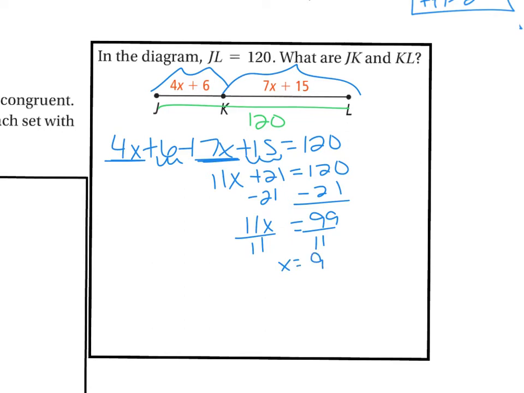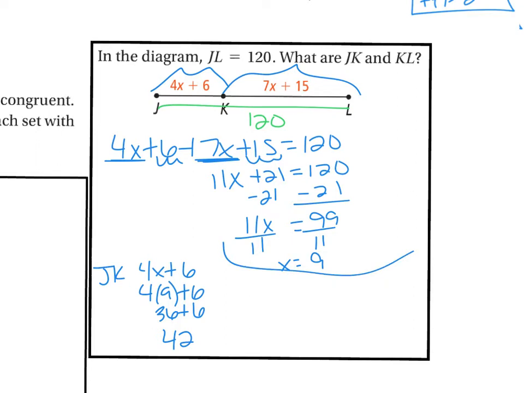So remember, they didn't ask us what x equaled, but we had to figure that out in order to realize what the distance was of these segments. So on JK, the formula is 4x plus 6. So I'm going to be plugging in 9 for my x. So I have 4 times 9 plus 6. That would give me 36 plus 6, so 42.